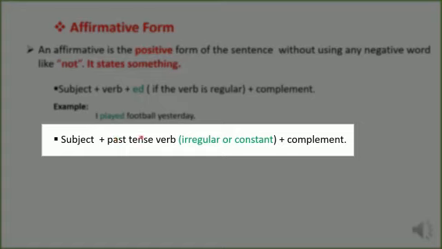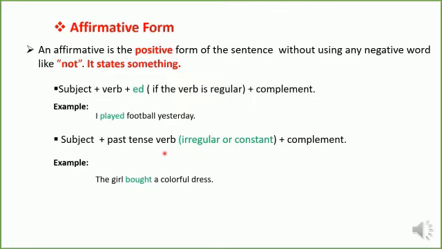What about if the past tense is irregular or constant? Start with the subject, then the past tense, whether it is irregular or constant, plus the complement. For example, the girl bought a colorful dress. The girl here is the subject. Bought is the verb in the past tense. It's an irregular verb: for the verb buy, bought in the past.